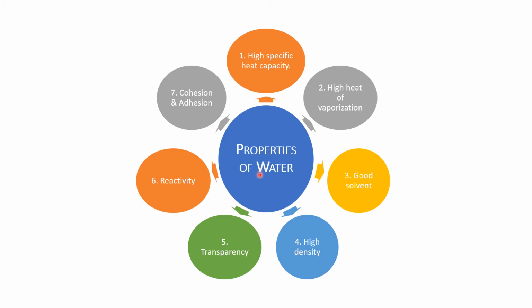Properties of water. These are the properties of water that we are going to look at. The first one is high specific heat capacity. Second, high heat of vaporization. Third, a good solvent. Fourth, high density. Fifth, transparency. Sixth, reactivity. Seventh, cohesion and adhesion.